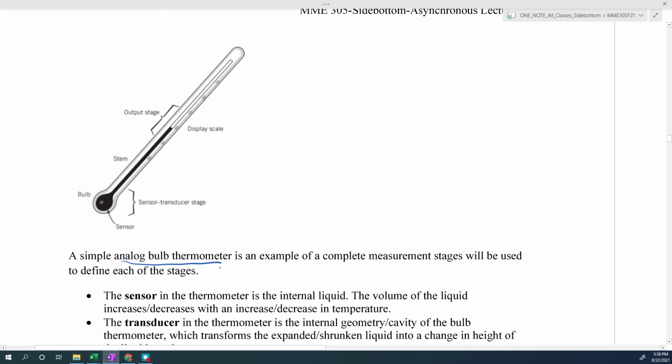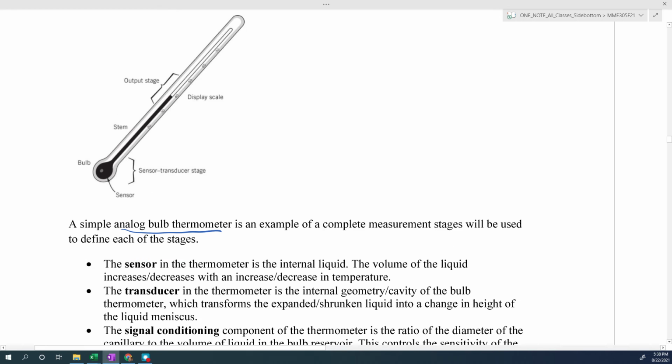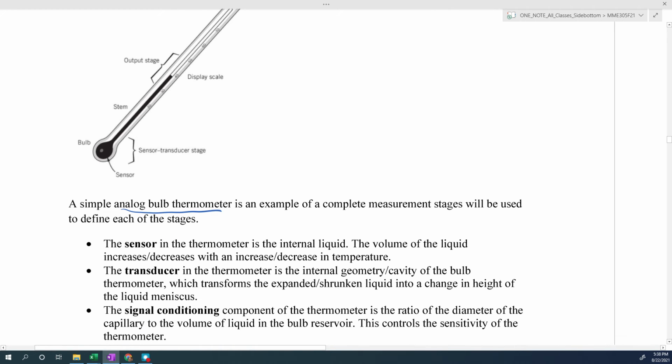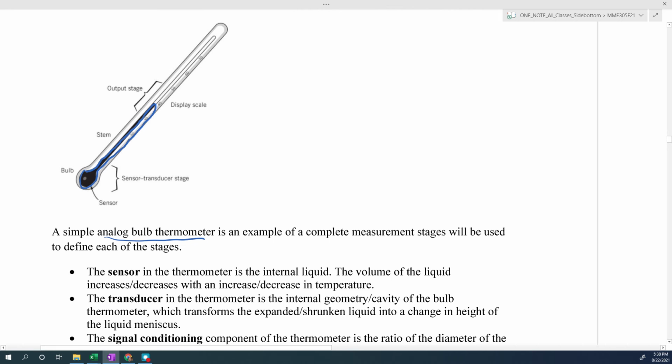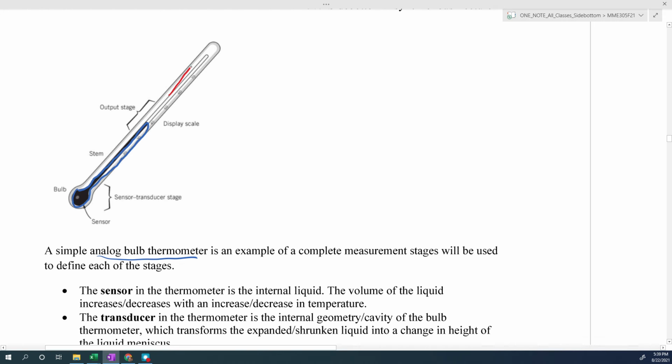So a simple example of an entire measurement system is an analog bulb thermometer. The sensor within the bulb thermometer is the internal liquid within the thermometer. All this internal liquid, that is our sensor. The transducer is the internal geometry or the cavity of the thermometer.